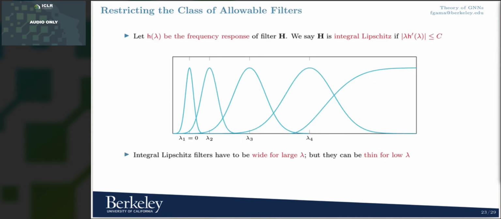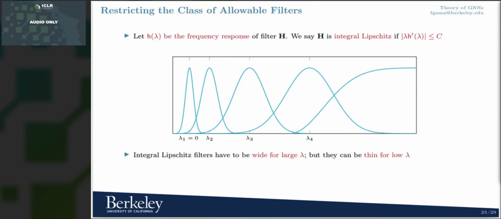Of particular interest are filters that we call integral Lipschitz. These are filters whose frequency response satisfies that lambda times its derivative is less than or equal to c. Integral Lipschitz filters have to be flat for large lambda because if lambda is big, then the derivative has to be small, and thus the filter cannot change fast. But they can be sharp for low lambda so that the derivative can be very big and still satisfy the integral Lipschitz condition. This means that the filters can change fast for low values of lambda.